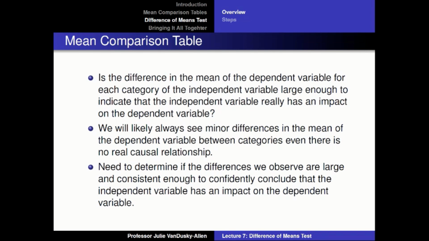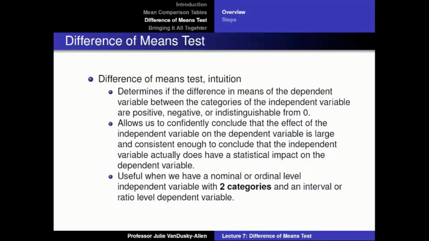We need to determine if the differences we observe in the means are large and consistent enough to confidently conclude that the independent variable really does have an impact on the dependent variable. To do this, we can use a difference of means test.